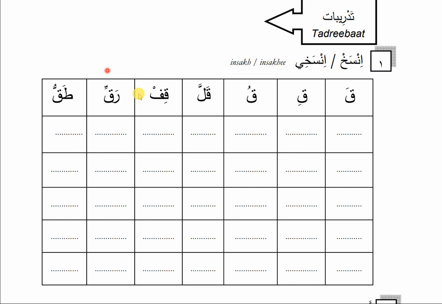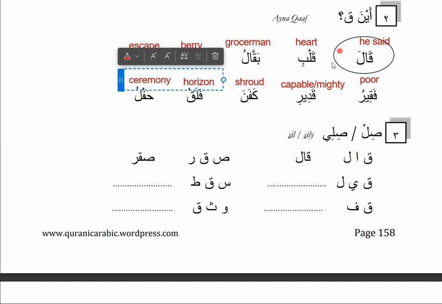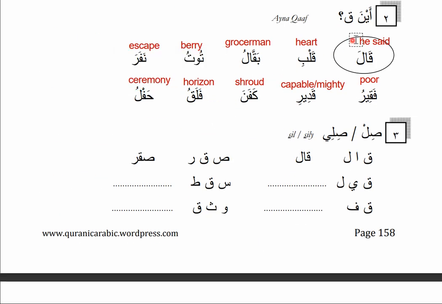So let's go and see Ain and Qaf. Qala, he said. This is a past tense verb. Qala means he said. Qalb, heart. Baqal, grocerman. Tooth, nafar. Faqir, qadir. Kafan, falaq, hafl.